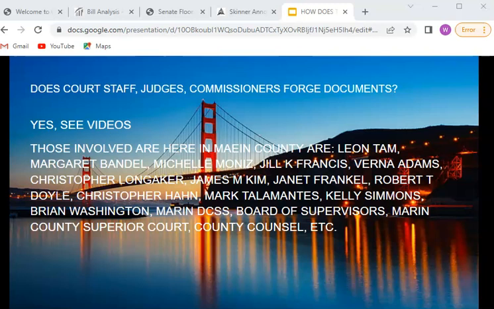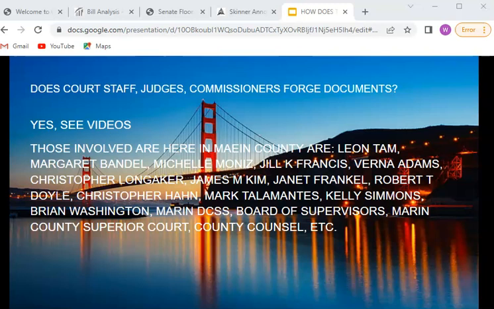Michelle Moniz is a child support attorney as well as Margaret Bandel. She forged documents. She redacted documents. She filed false documents. Joe K. Francis is the child support director. She reported false debts and put it on the county recorder as abstract judgment when in fact no child support debt even exists that they made up.